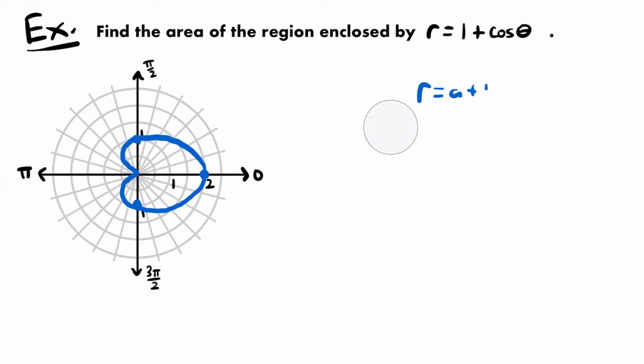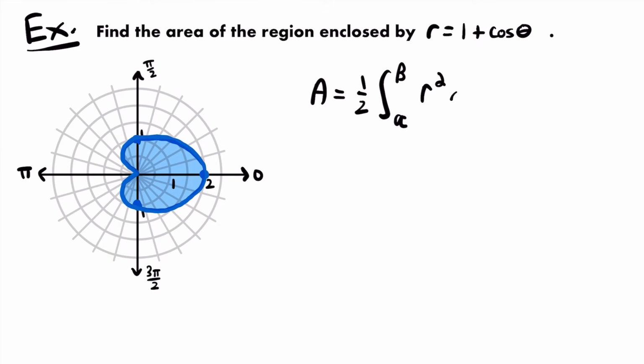Now we can see that the area that we want to calculate that is enclosed by this region will be this area right in here. As you can see this time, this is a much more complicated area to calculate. It's not just a circle, so we're going to need to use a definite integral. The area will be equal to 1/2 times the integral from alpha to beta of r squared d theta. In this case, r is equal to 1 plus cosine theta. That's the easy part.